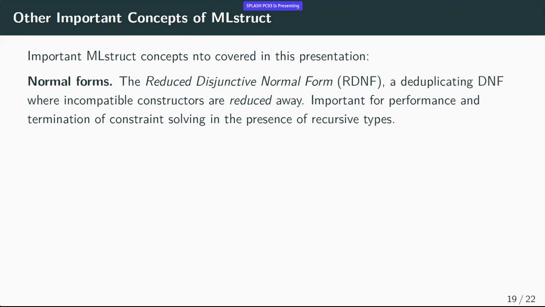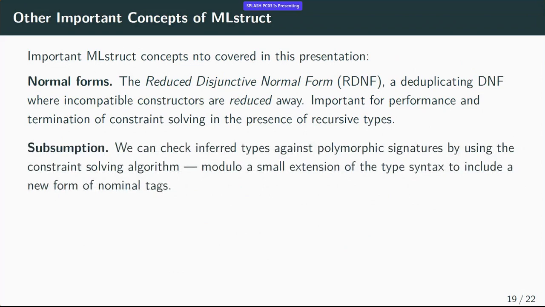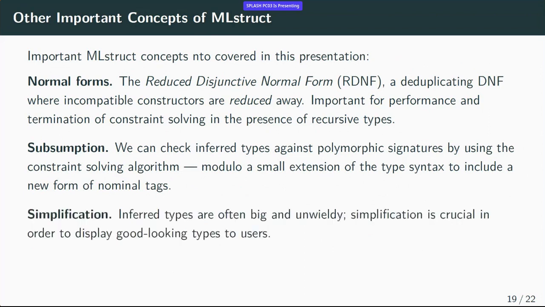For example, we actually use normal forms in order to do constraint solving in general. These normal forms are a form of disjunctive normal forms where we reduce redundant constructors and we reduce incompatible constructors. And this is very important for constraint solving to terminate. And subsumption checking, which allows a type signature to be matched against an inferred type. Simplification is also very important because you want to make sure that the types you display to users are not a bunch of type variables with lots of bounds, because that's very hard to read and hard to understand. So thankfully, we can simplify types pretty well, thanks to all these assumptions that we made about the lattice of types, meaning that we can reduce types in a pretty aggressive way.